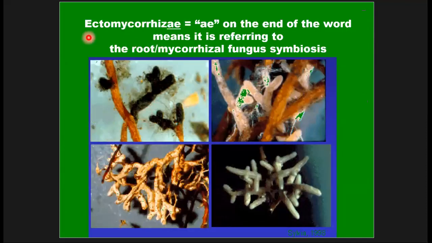So if you see the word ectomycorrhizae with the AE on the end, that just means that they're talking about the fungus root. And so all of these are examples of ectomycorrhizae. And so you can see here, there's different colors. That's due to the different species of the fungi. And so you can see some fungi are looking very black when they are colonizing the surface of the root. Some are more peach colored or tan or white.